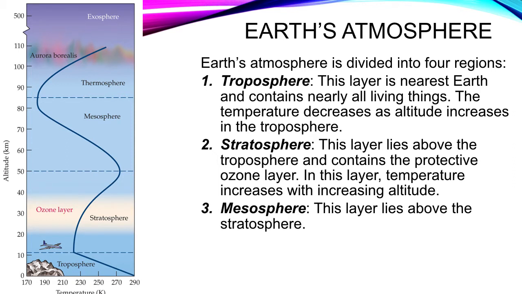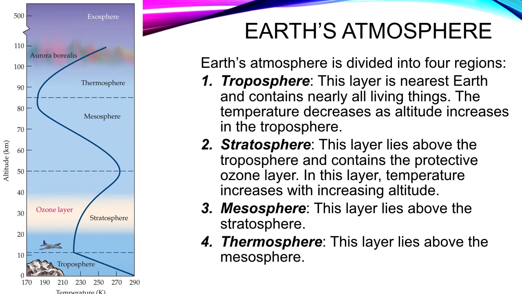The next layer is called the mesosphere. We're really not going to be talking about these other two layers, but just so you know, the layer above the stratosphere is the mesosphere, and then above that is the thermosphere. The thermosphere is a layer of the atmosphere where the northern lights occur.